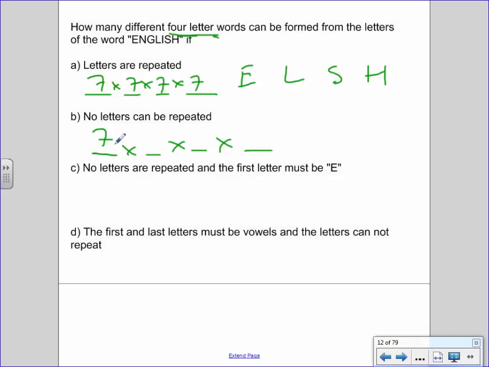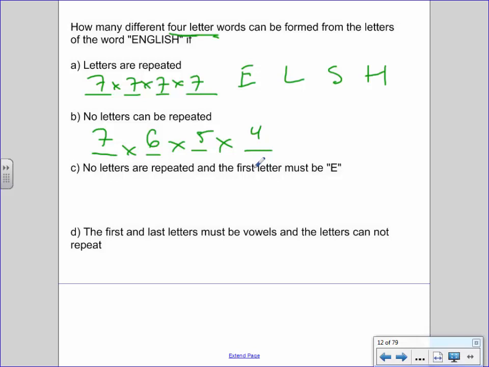The next one's going to be 6, because whatever I picked for my first letter is now out of the running. There's only 6 choices left. The next is going to be 5, because whatever I picked for the first 2, both of those have now been used. And then 4. How many letters are left over? 3, I think, right?